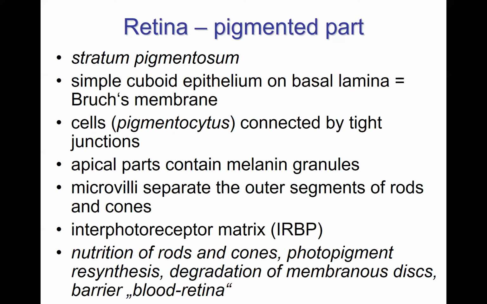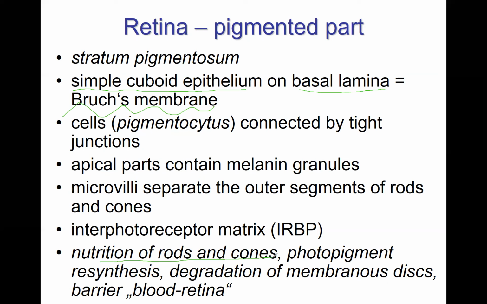So if we talk about the pigmented part, I don't go into detail as this is histology, I just give you the main information. So the pigmented layer is a simple cuboid epithelium. Its basal lamina is part of the Bruch complex membrane. As we said, it's a basal lamina of the capillaries of the pigmented cells and some layers in between. And what is the main function is the nutrition of rods and cones.